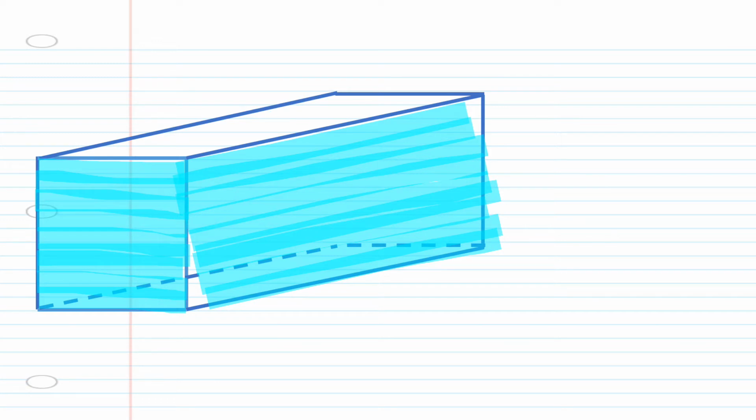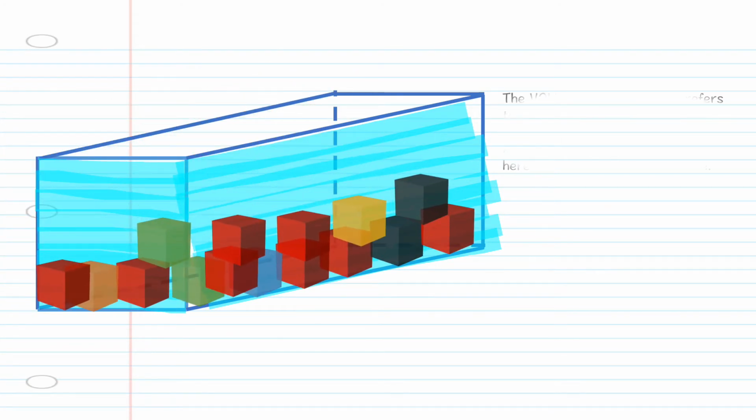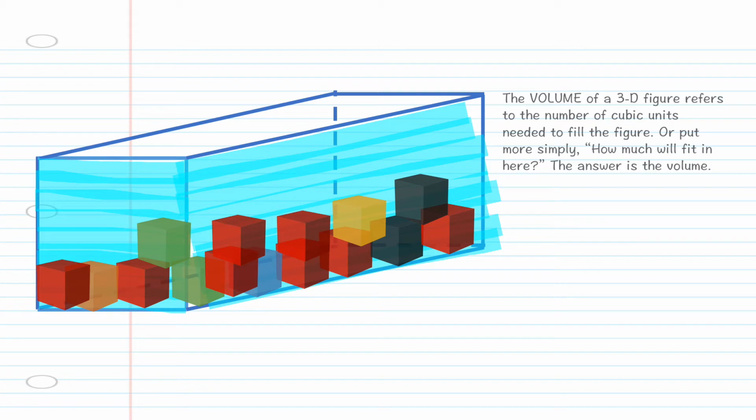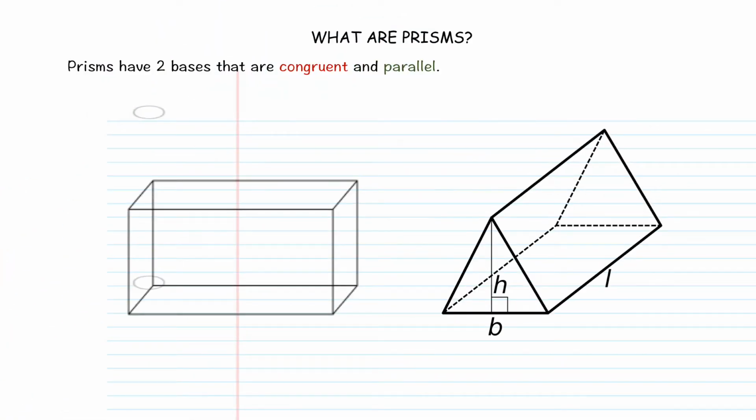And now today we will be talking about volume and its definition. So, what do you think is the definition of a volume? Let's take a look at this illustration. The volume of a 3D figure refers to the number of cubic units needed to fill the figure. Or put more simply, how much will fit in here? The answer to that question is the volume. So, we will be talking about how to calculate the volume of a prism.